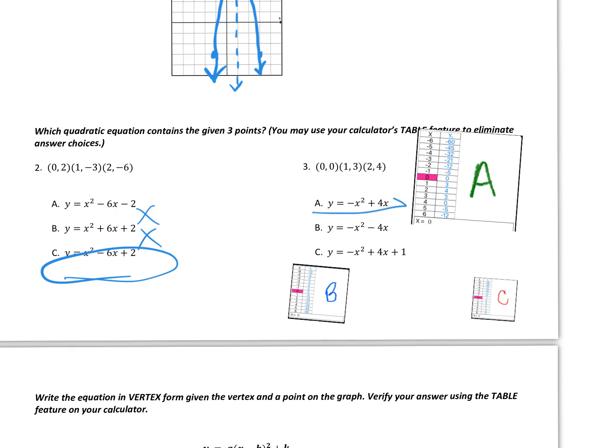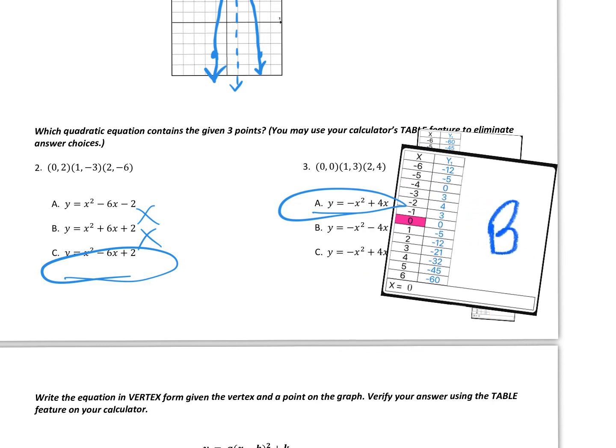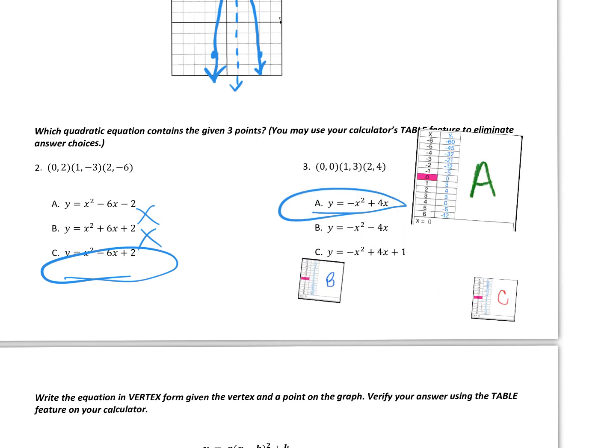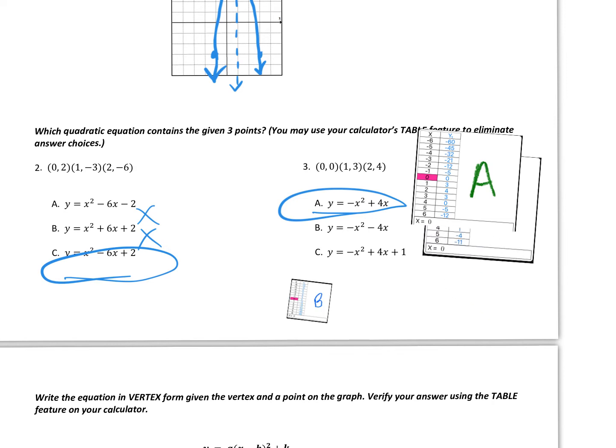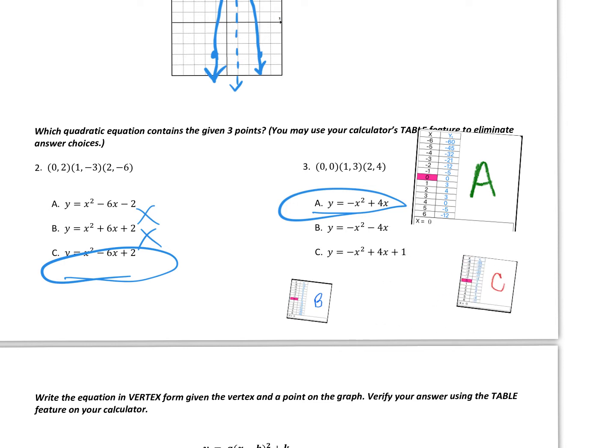So A works. If I needed to check the others, I could check table B and see that 0, 0 is in there. 1, 3 is not. That doesn't work, so that's no good. And then if you wanted to check C just to be sure, here's table C. 0, 0 is not in there, so it's not good either. So A is confirmed. A is my winner.